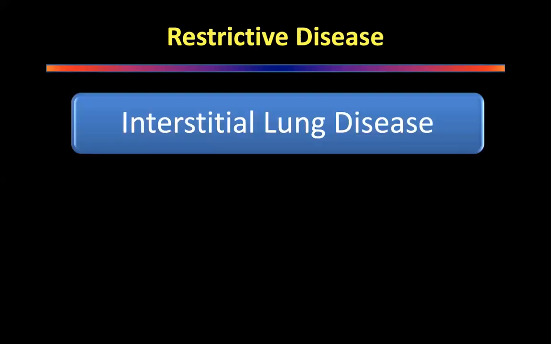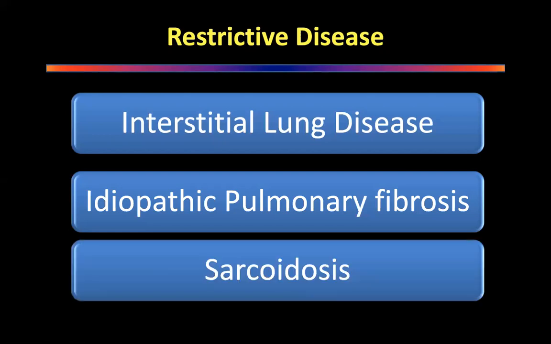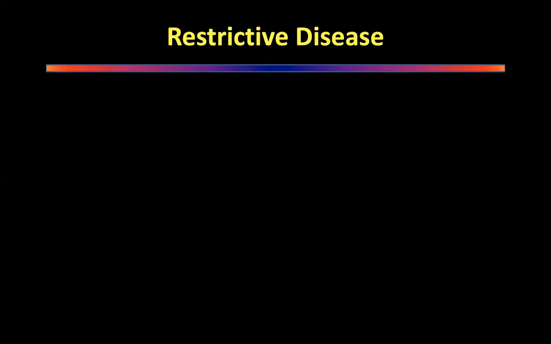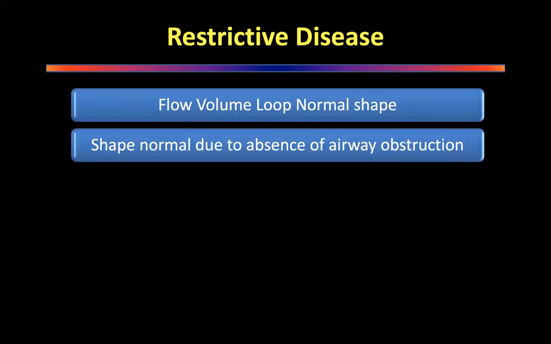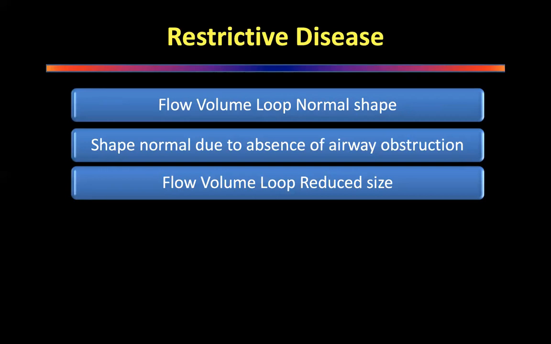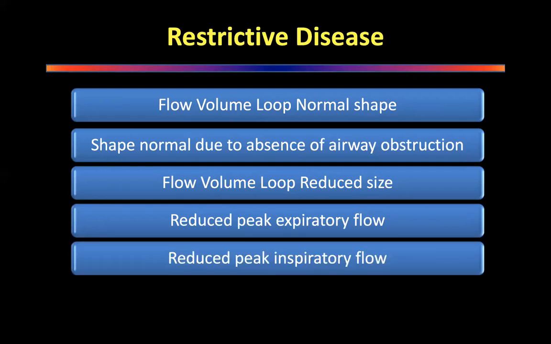What do you get in a restrictive disease? We spoke about it: interstitial lung disease, idiopathic pulmonary fibrosis, sarcoidosis. So here the parenchyma of the lung is affected. So there is a problem with the parenchyma of the lung. So the flow volume loop shape is normal. The shape is normal due to absence of airway obstruction. So there is no airway obstruction, but the flow volume loop is reduced in size because the lung is not doing exactly what it's supposed to do. So the peak of expiration and the peak of inspiration is reduced. That is what you have to understand.